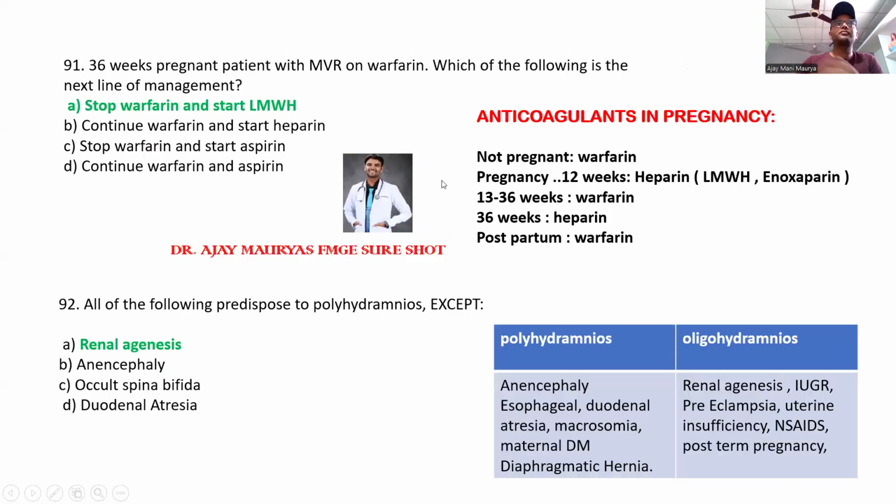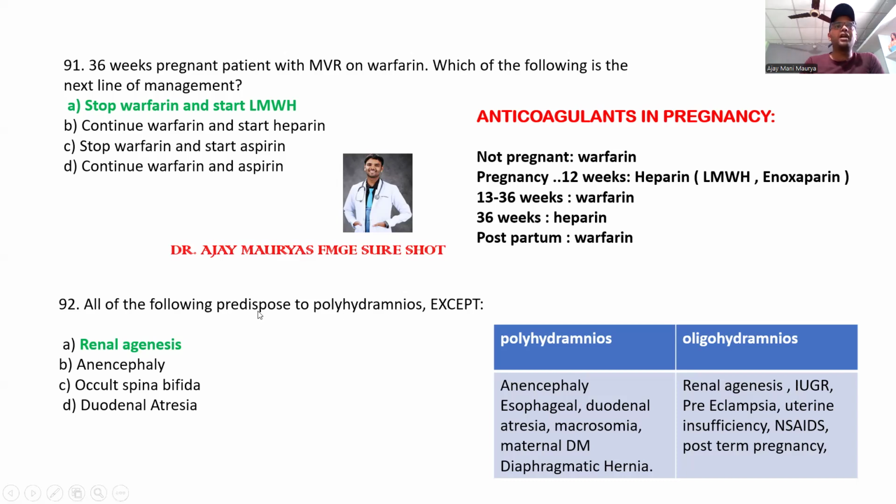Management also. Next one: 6 weeks pregnant with MVR on warfarin. Oh my goodness, warfarin. You have to first stop the warfarin and start low molecular weight heparin. Please remember this one, guys. If the patient is not pregnant, give warfarin. In pregnancy, up to 12 weeks give heparin, which they may also mention as enoxaparin. For 13 to 36 weeks give warfarin. At 36 weeks give heparin again, and postpartum give warfarin. Please remember these anticoagulants.